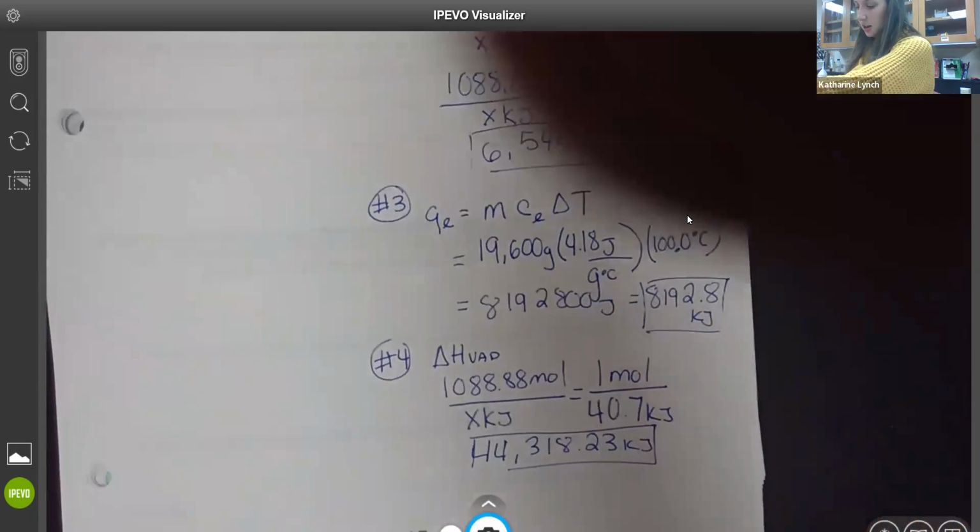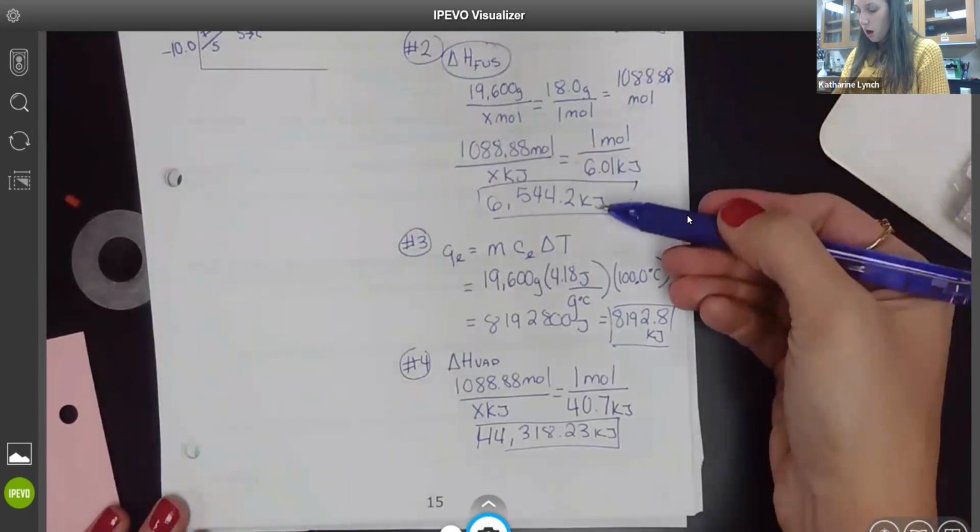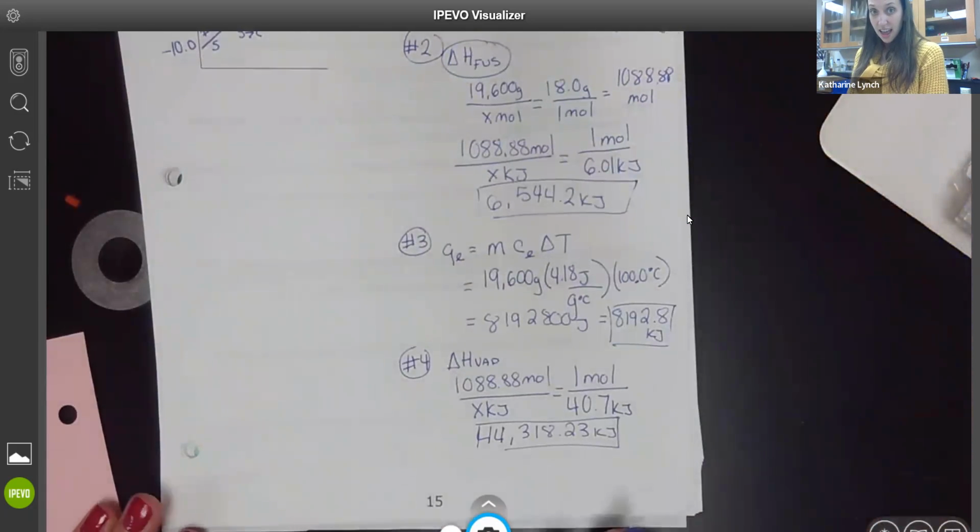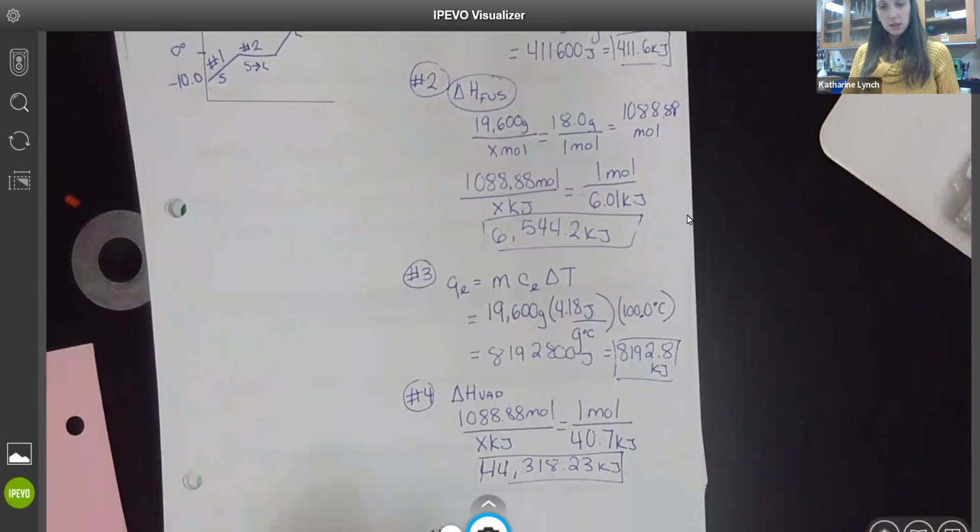All right, take a second, see if you can total up all of this data, add them up for your total energy, and see if you get the same thing.